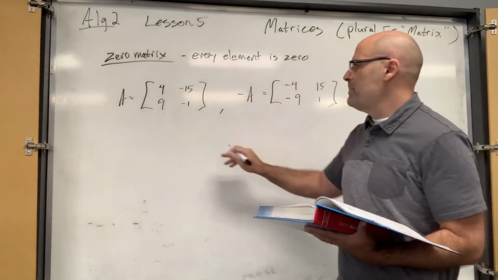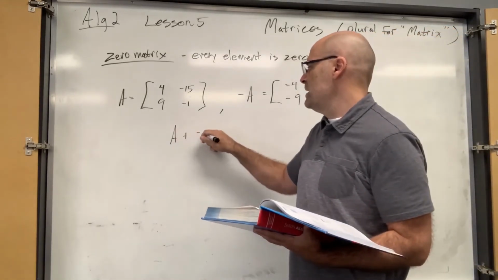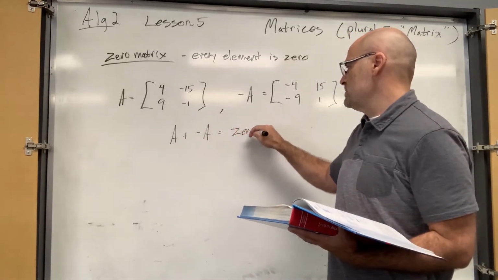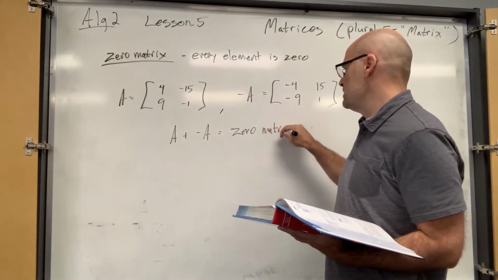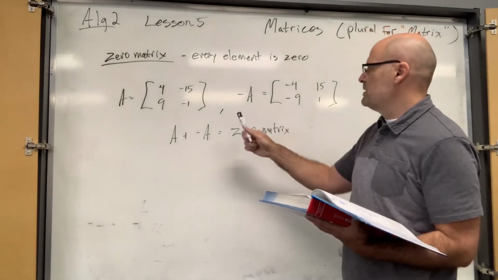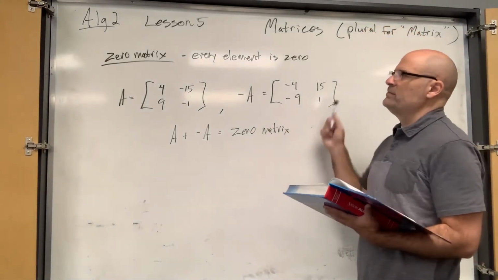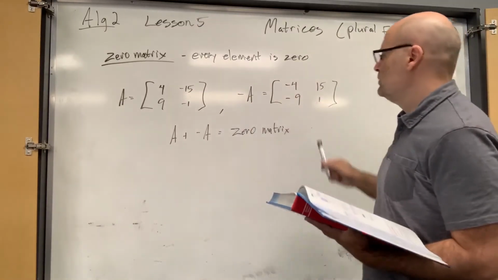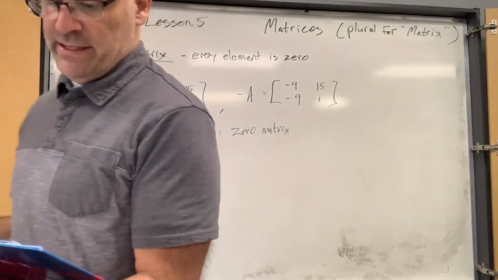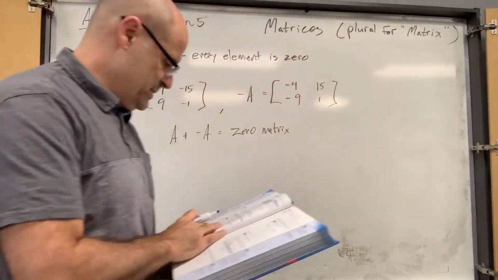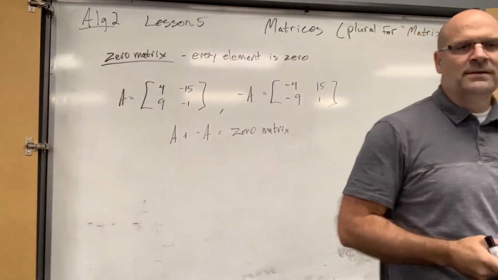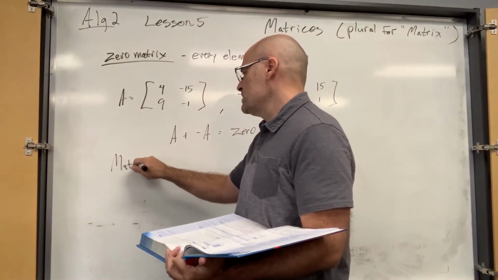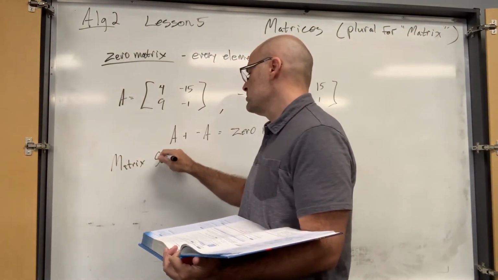So now what happens when I add these two together? Zero matrix. That's right. So the zero matrix is where every element is 0. So this is like the additive inverse property of matrices. When you add them together, you get the additive identity, which is the zero matrix. Okay, I'm not even going to bother too much telling you what matrix subtraction is.